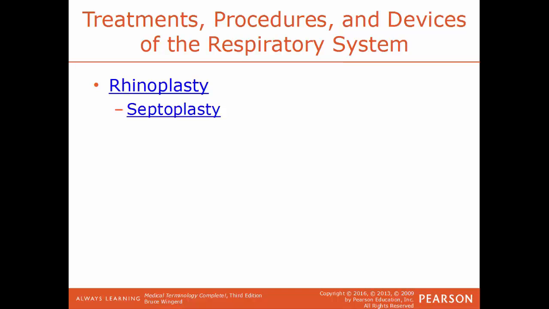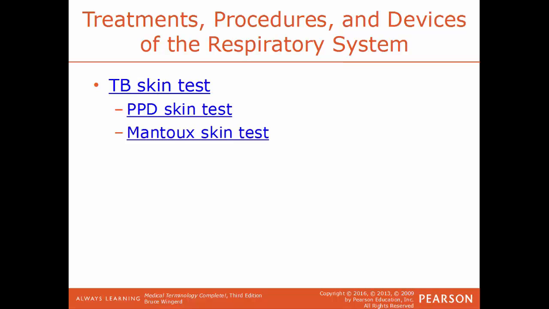Rhinoplasty is the formal name of a nose job, the surgical repair of the nose. And an example of this would be septoplasty, which is the surgical repair of the nasal septum. Our next one, TB skin test, is a reference to tuberculosis skin test. This is a test that's given to determine whether or not you have the bacteria that causes TB inside you.